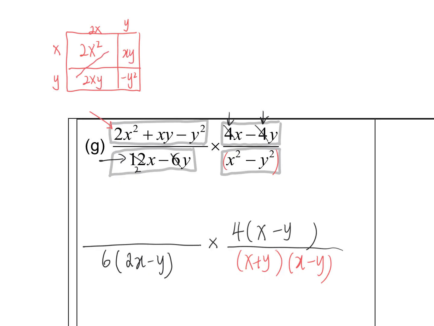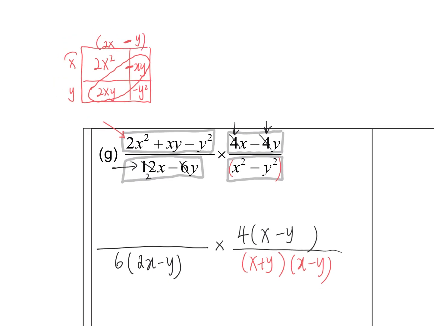So I need this to be a plus xy. So this is the negative one. So this one will follow. So if I change this, it will be 2x minus y and x plus y. So once you factorize all four, you can start doing your cancellation. So this one can cancel this. This one can cancel this. This one can cancel this.